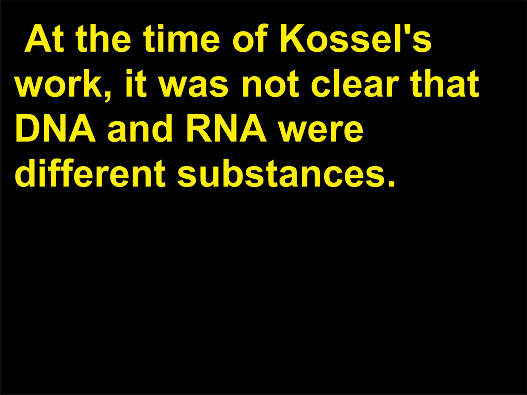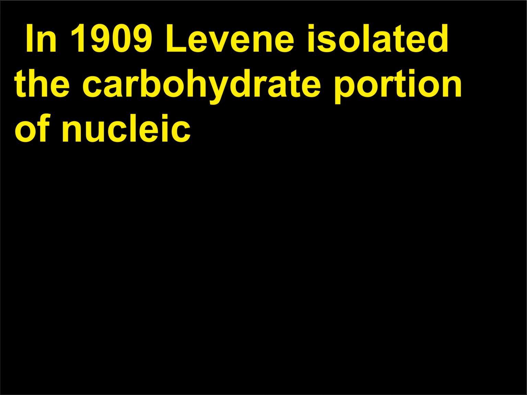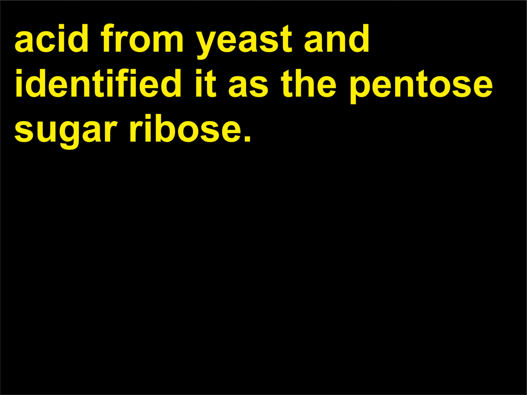At the time of Kossel's work, it was not clear that DNA and RNA were different substances. In 1909, Levene isolated the carbohydrate portion of nucleic acid from yeast and identified it as the pentose sugar ribose.